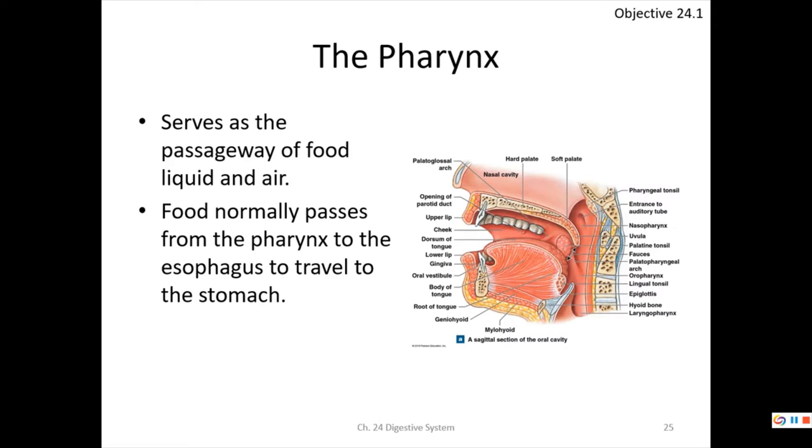Now, the pharynx is very fascinating to me, because the pharynx is where all food, water, and air that you consume has to pass in, with the exception of what you absorb through your skin or what you absorb through your rectum. And normally, everything has to go through the pharynx. Now, from here, it can go into the airway or to the esophagus. We want to go to the esophagus.